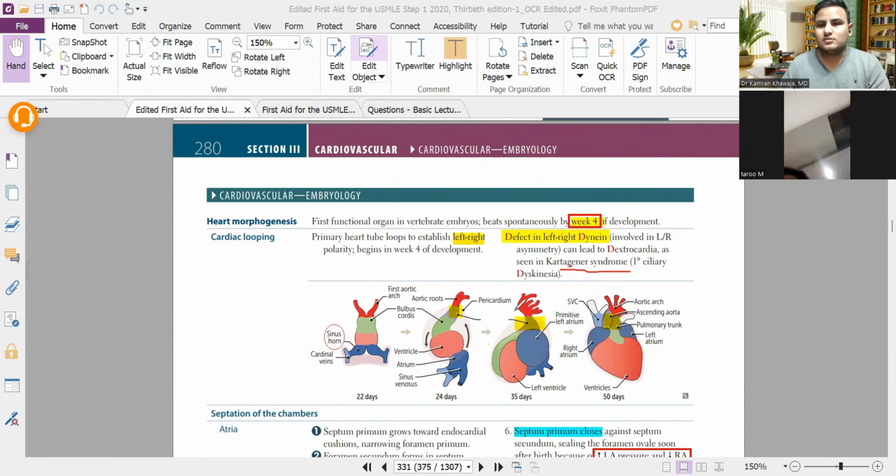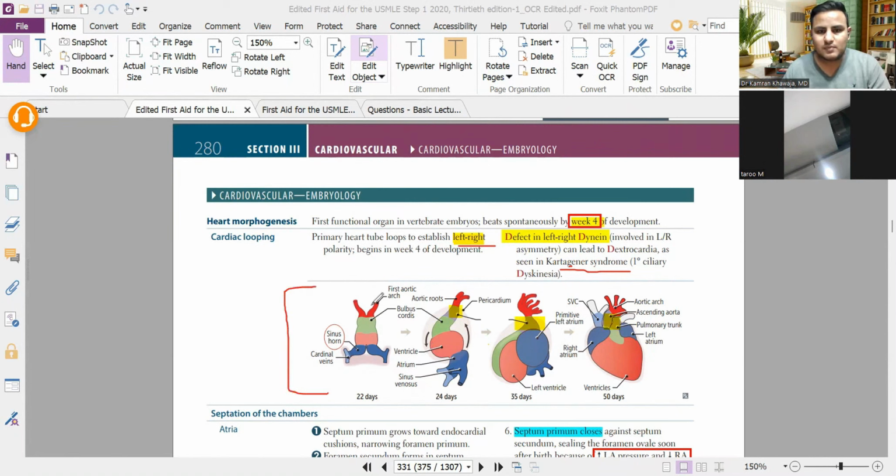But you must know the three MCQs in this section, which I can repeat here. First MCQ, what is the week when the heart starts developing? That is week four. The next MCQ, what is the normal polarity? Left to right. If there is a defect in this normal polarity, in dynein, that leads to dextrocardia. Okay, thank you. So you can see in this picture, what are the structures when the development of the heart starts?